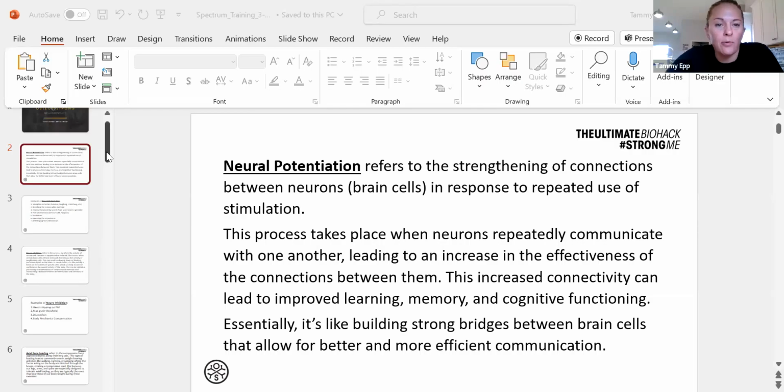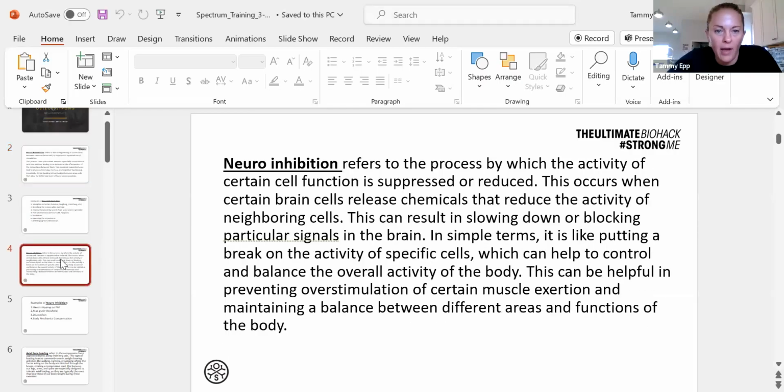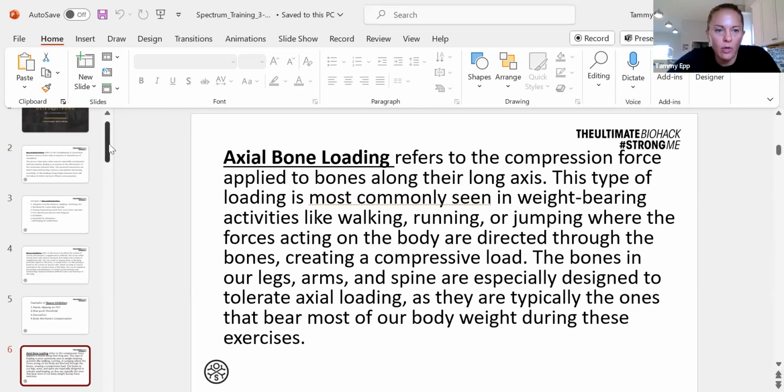All right, so last week we went through neuropotentiation, and we talked about that. We also talked about neural inhibition. Thank you, Emily, for telling us in what capacity you use those, how you implemented them into your training for the week, and how you implemented them into changing how your members are using the devices too.